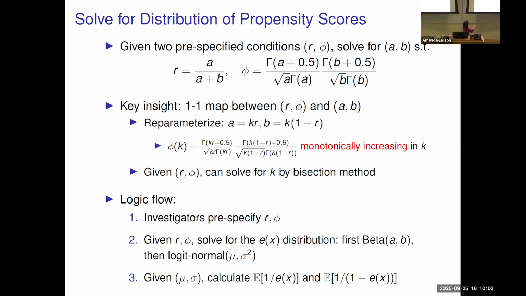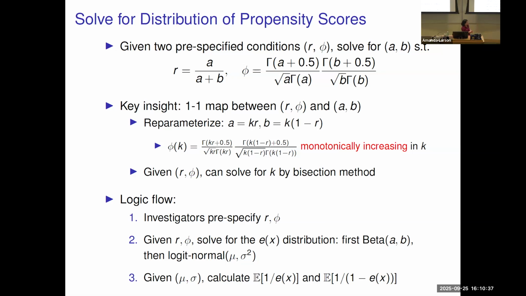But the point is that these two actually give a 1-to-1 map. The proof of that is some math proof, but recently I found a simpler one, but it doesn't matter. The point is that with these two conditions, you can uniquely identify A and B. Even nicer, because it's monotonically increasing, solving this problem is a bisection, so you can do it very fast. It's computable. Given R and phi, I can solve for K by this second problem.